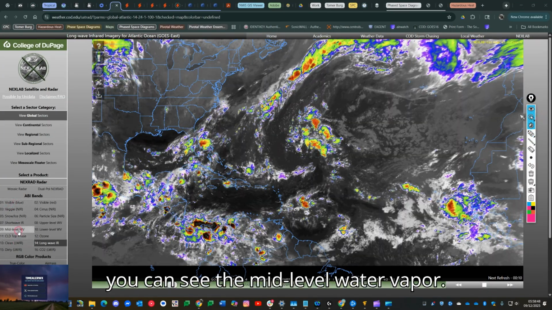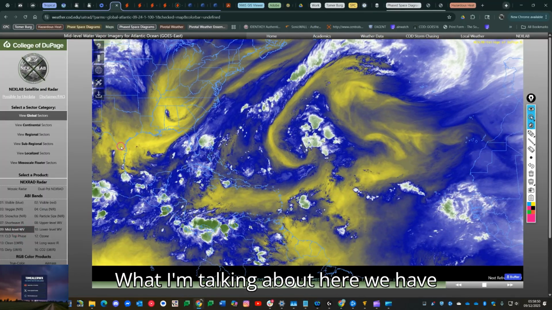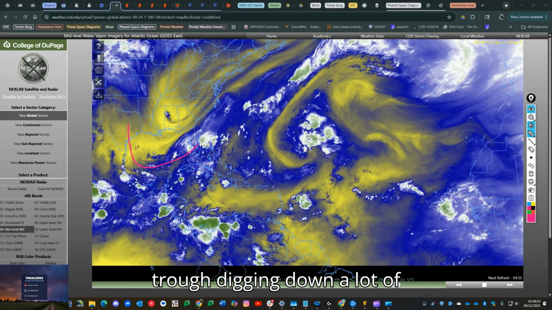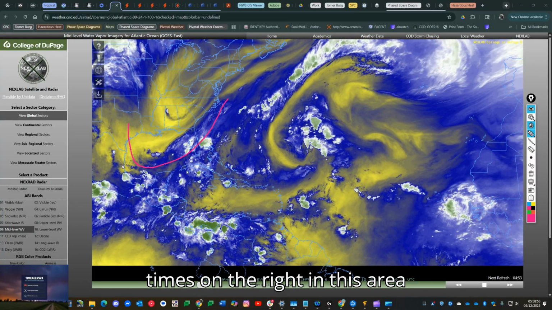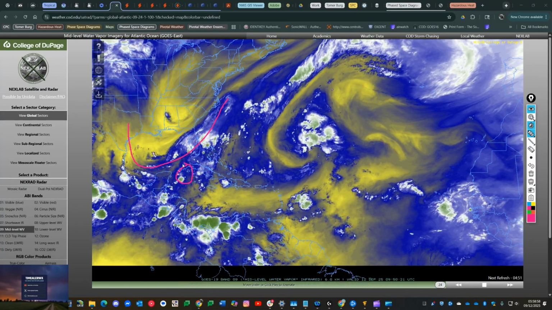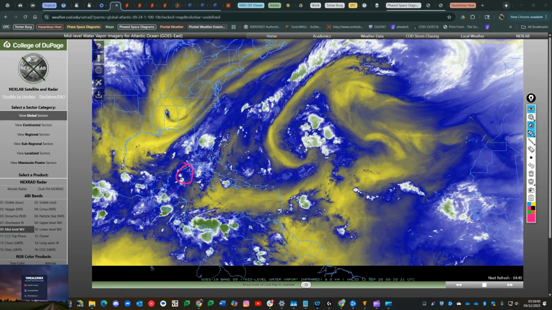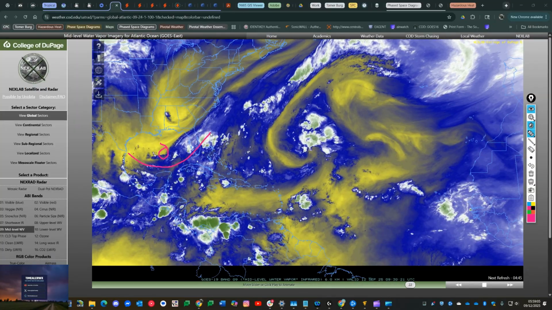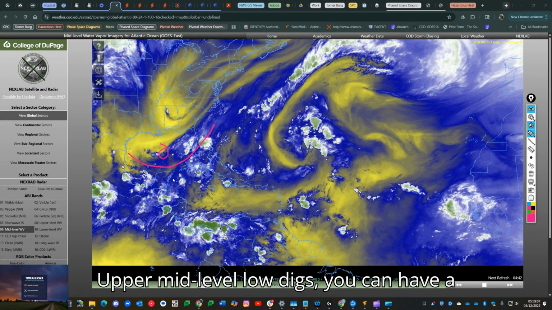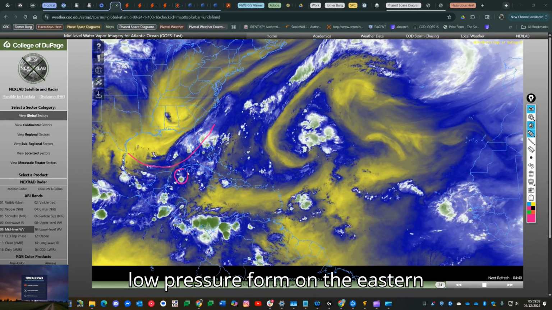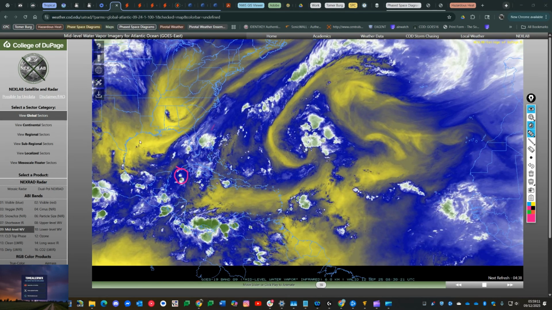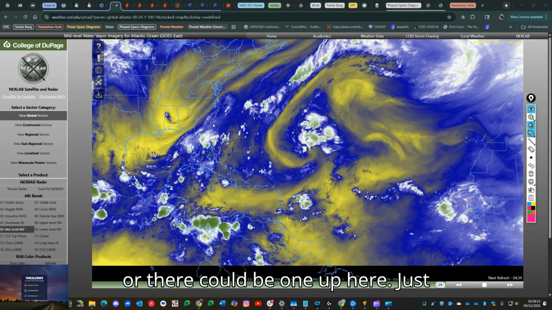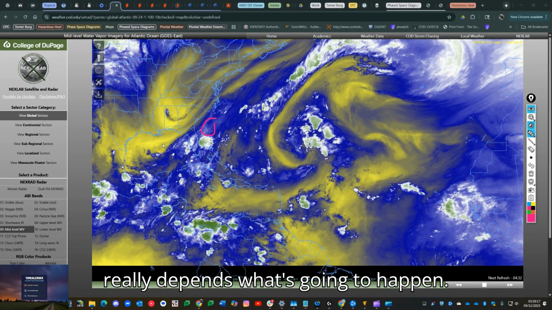So you can see the mid-level water vapor. What I'm talking about here, we have a trough digging down. A lot of times on the right in this area, when a short wave or upper mid level low digs, you can have a low pressure form on the eastern side of it, and or there could be one up here. It just really depends what's going to happen.